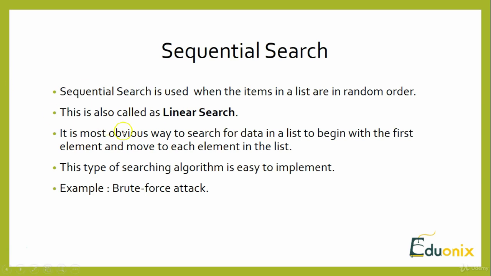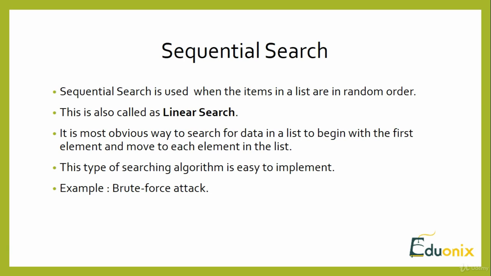Sequential search is considered the most obvious way to search for data in a given list: beginning at the first element and moving on to each element of the list until you find the value you're looking for, or you reach the end of the list. The best example of sequential search is the brute force attack, a search technique where potentially every element in the data structure is visited on the way to a solution.